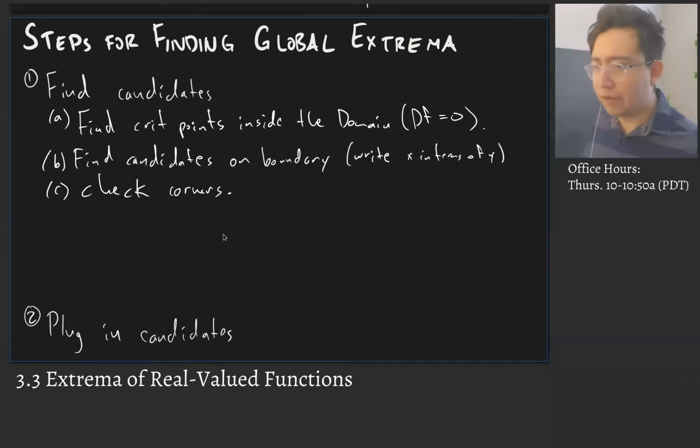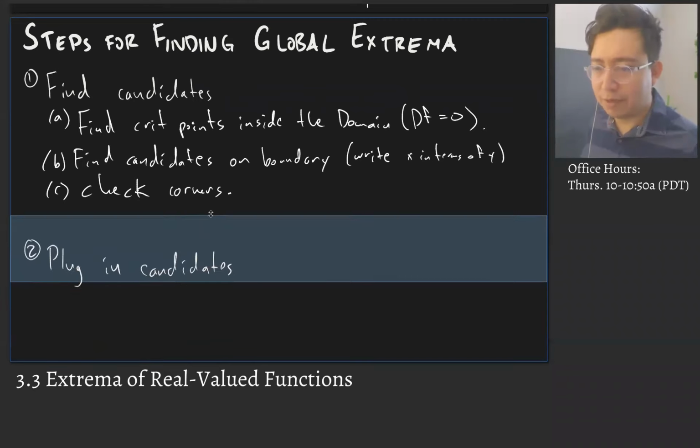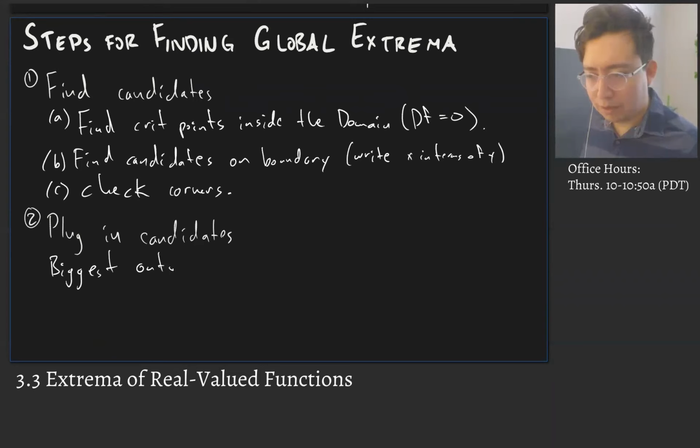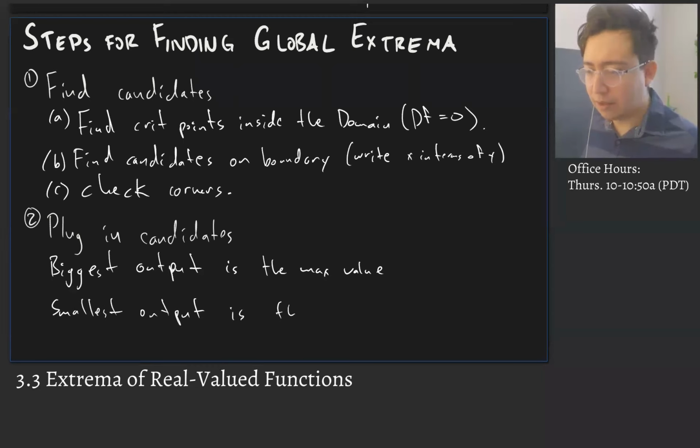And then this is just going to give you this list of candidates. Once you have that list of candidates, you plug them in. The biggest output is the maximum value. And of course, the smallest output is the minimum value.